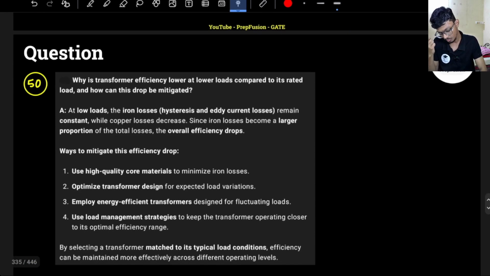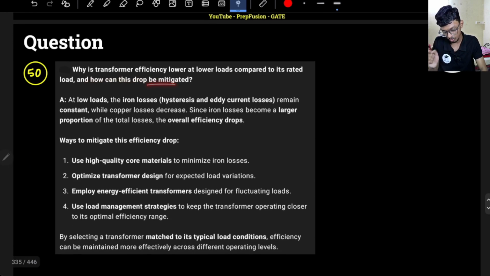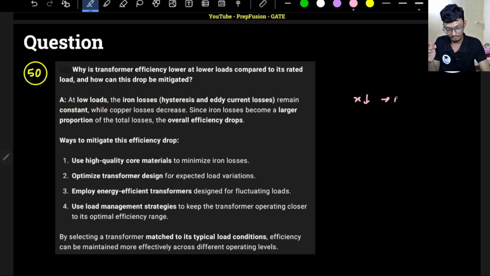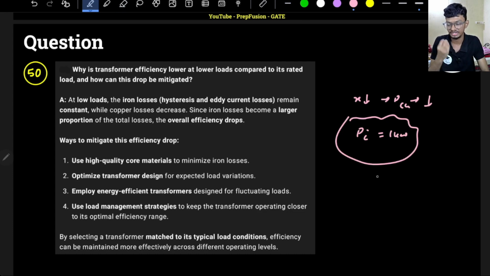Next question: why is transformer efficiency lower at lower loads compared to its rated load, and how can this drop be mitigated? At low loads the iron loss and core loss remain constant. Although if x is very low, the copper loss is very low, but iron loss is constant. If iron loss is 1 kilowatt, even at zero load, 1 kilowatt loss is still there. So efficiency worsens drastically.